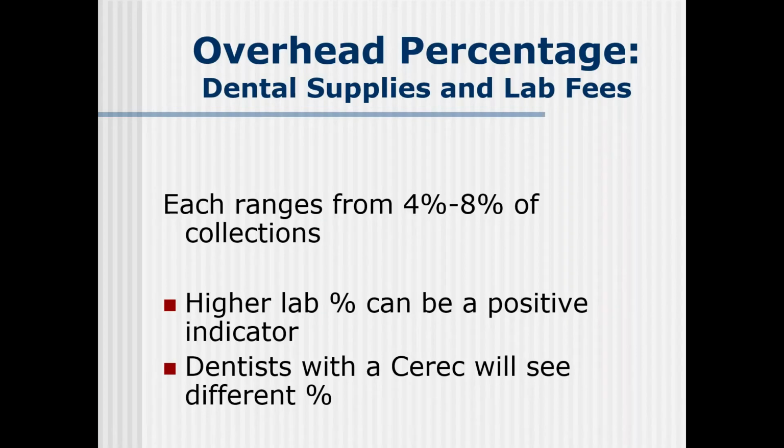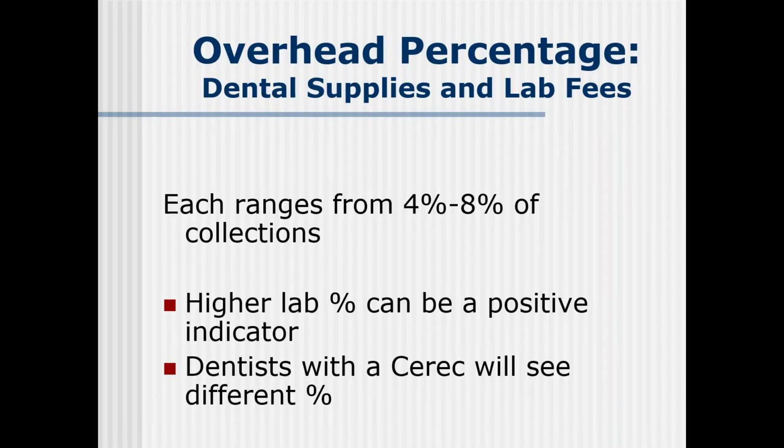Then we have the other two big expenses, dental supplies and lab fees. And for the most part, these expenses each run at about 4 to 8% of collections. Now, keep in mind that with this overhead item, especially with lab, a higher percentage isn't necessarily a negative thing. It could just be that the practice is doing more high-end dental work than other practices, and because of that, they're paying more lab bills every year, and they're paying a higher percentage of their revenue towards lab.